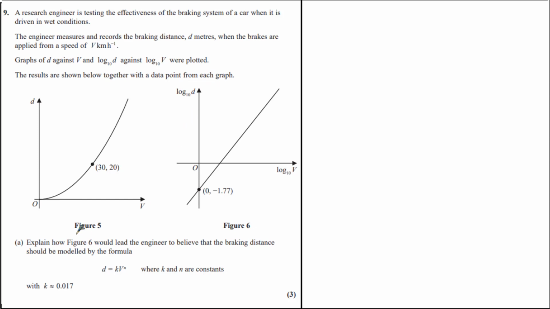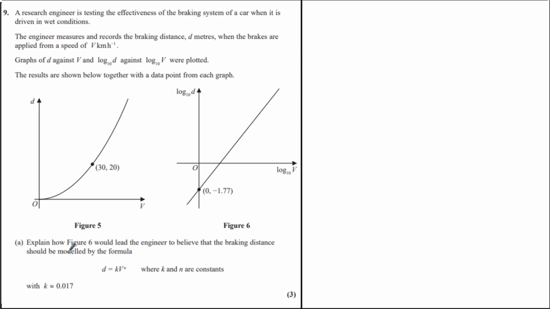So here we have figure 5 showing a non-linear graph of d, the braking distance, against v, the speed, and we've been given a point with coordinates 30 and 20. And for figure 6 we have a linear graph with log base 10 of d against log base 10 of v, and we've been given the coordinates 0 and minus 1.77 on the graph.